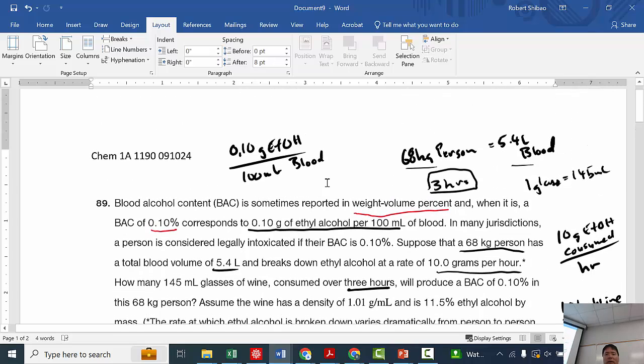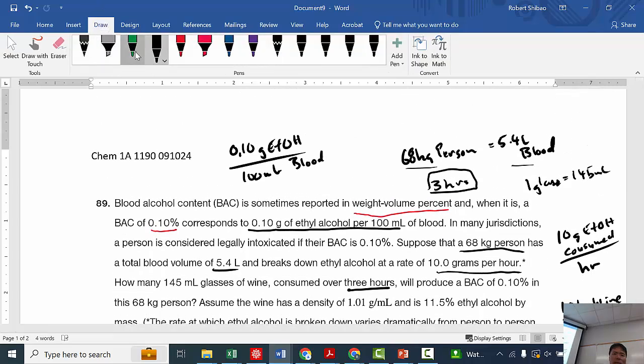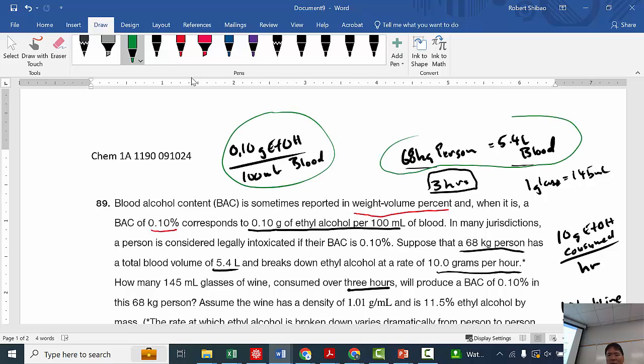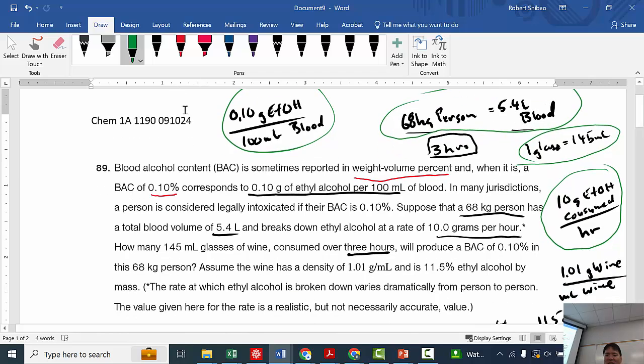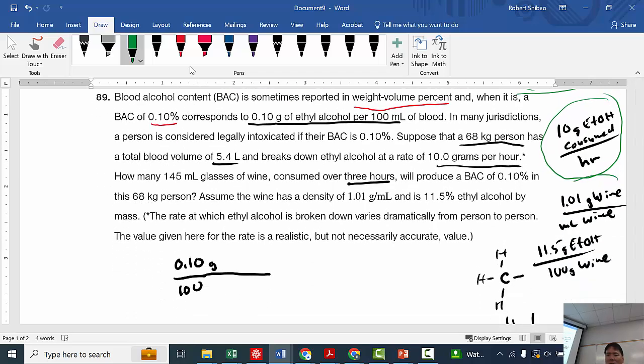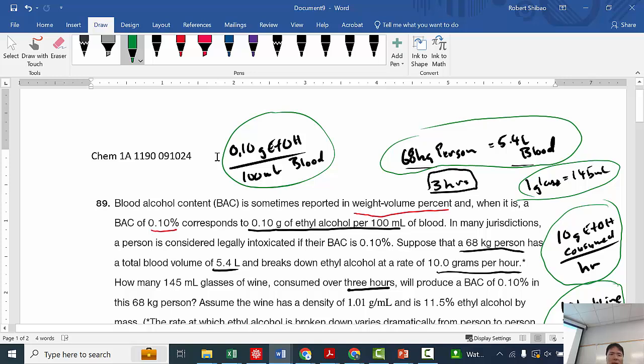So I have a whole bunch of intensive things. A problem like this is intensive. 68 kilograms per 5.4 liters of blood, that's intensive. One glass is 145 milliliters, that's intensive. 10 grams of ethanol per hour is intensive. What's extensive? What's extensive is this, 3 hours of time.